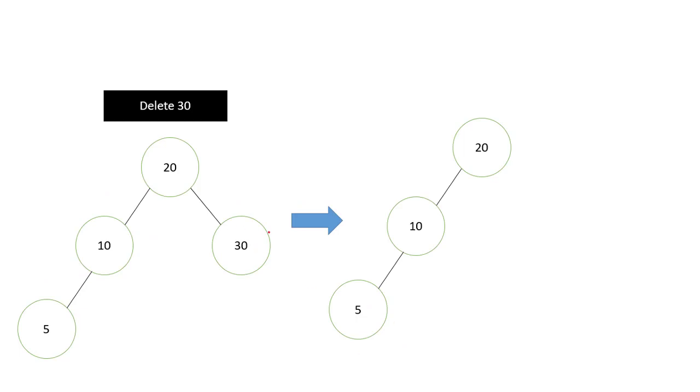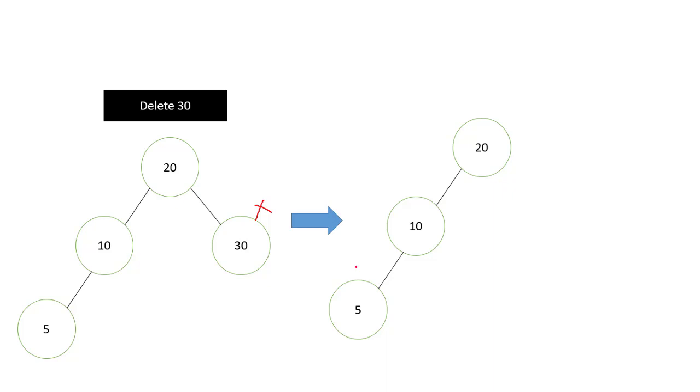How am I going to delete this 30? Based on the binary search tree property. We have already explained how to delete an element in the binary search tree. The same property is applied in the AVL tree deletion also. This is the first step in the deletion of an AVL tree. And after deletion of 30, we have to check the balance factor of all the nodes present in the tree.